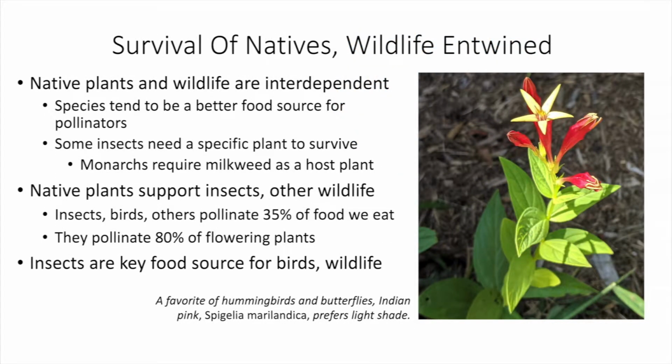Survival of natives and wildlife are intertwined. Native plants and wildlife are interdependent. Species tend to be a better food source for pollinators. Some insects need a specific plant to survive. For example, monarchs require milkweed as a host plant. We need these insects and other wildlife too. Insects, birds, and others pollinate 35% of the food we eat. They pollinate 80% of flowering plants. Insects are key food sources for birds and wildlife.